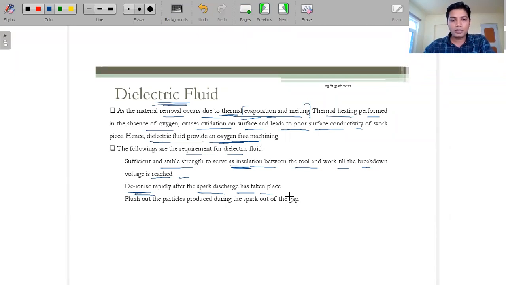And it also flushes out the particles produced during the spark out of the gap. This is one of the advantages of the dielectric fluid we are using, along with the ionized column collapse. Because of that, the pressure and shock wave are generated, as the liquid is there. Because of that, the material which is removed will be flushed out. So please keep this in mind. These are mainly the things we have to keep in mind for the dielectric fluid.